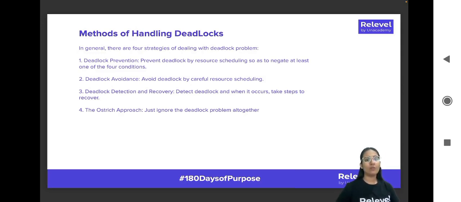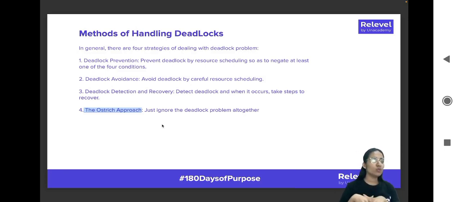So first of all, we'll talk about the four strategies in a brief manner, and then we'll take all of them in detail. First, let's actually talk about the fourth approach itself, which is known as the ostrich approach or ignoring the deadlock approach. In this approach, if a deadlock is there, simply ignore the deadlock. According to this method, it is simply assumed that a deadlock would never occur. In this kind of approach, you just assume that a deadlock would never happen.